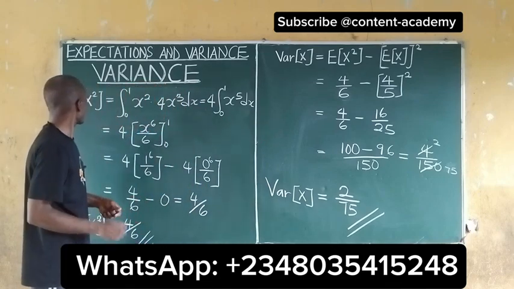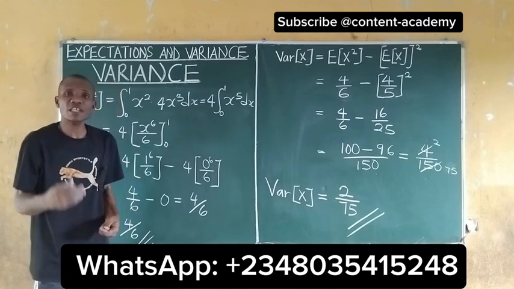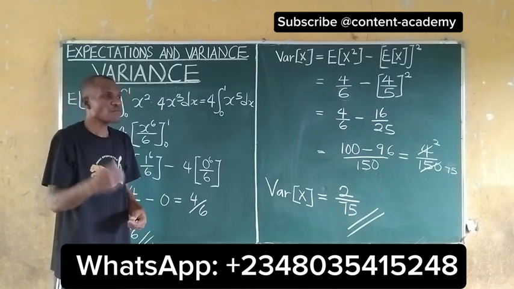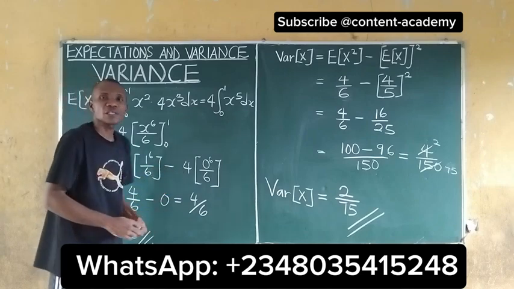We could also recall that our expected value of x is 4 all over 5, while the expected value of x squared is 4 all over 6. So this is how we can work around with the variance.